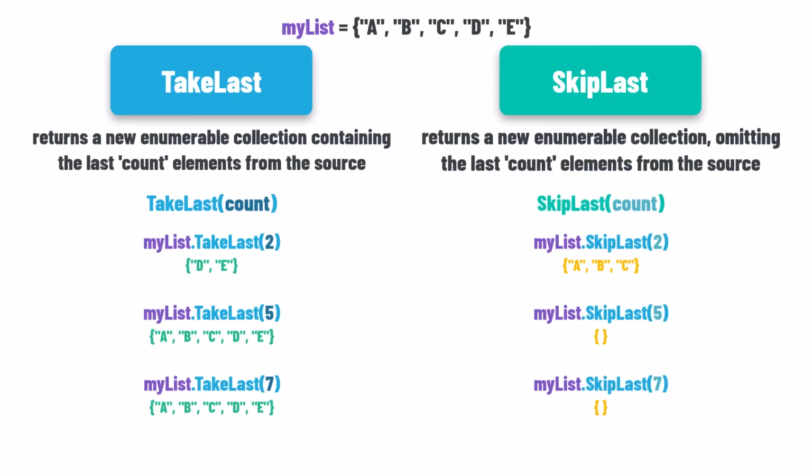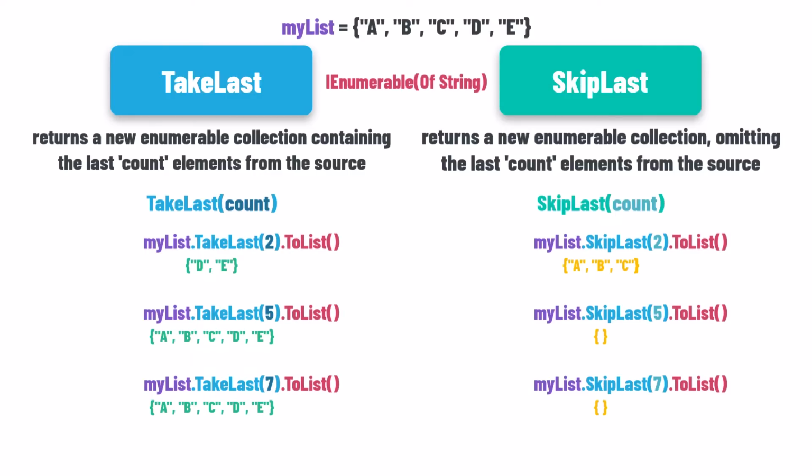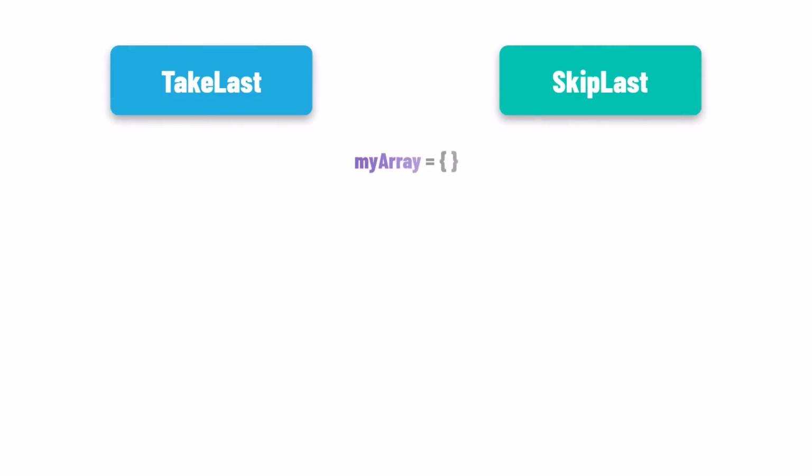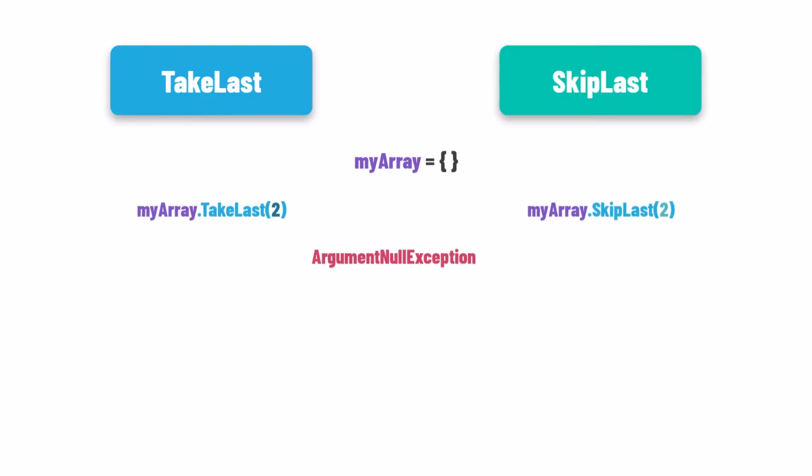As already mentioned, both methods return an enumerable collection. In this example, the output of both methods is an IEnumerable of string. To convert the output to a list, for example, we can use the ToList method. Both methods throw an ArgumentNullException only in case the collection is null. For example, the following array is null. Using TakeLast or SkipLast throws an exception.